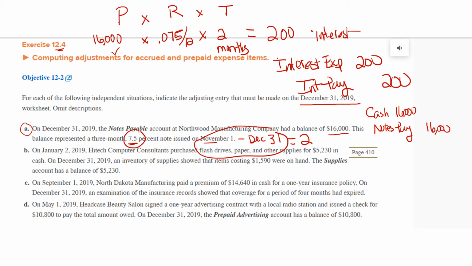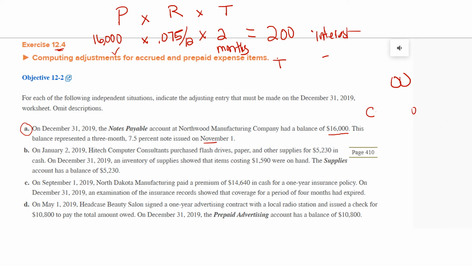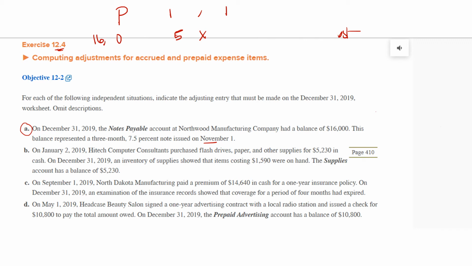So let me get this out of our way. Now let's take a look at letter B. The rest of these, at least this next one, will be a review one. That's one of your prepaid expense adjustments. So let's go back to that.